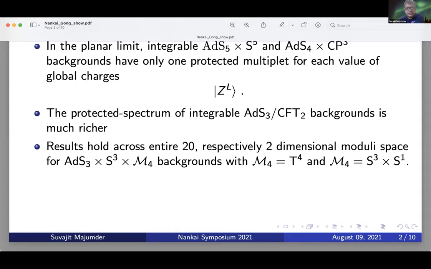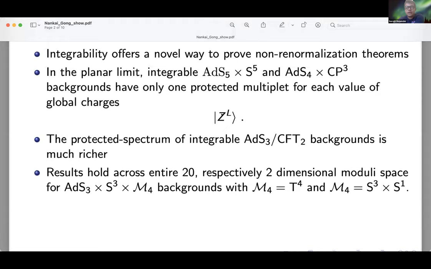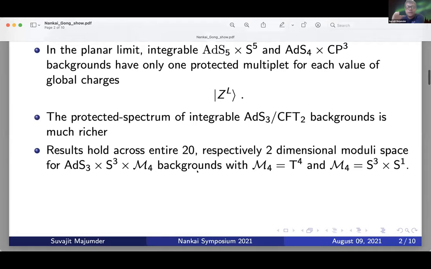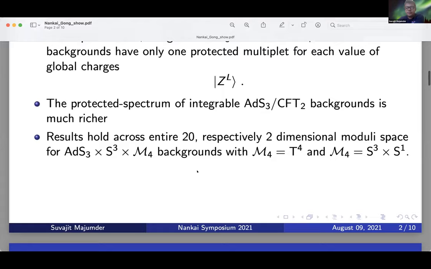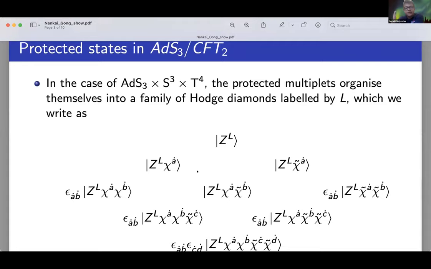The power of our results, because we are using integrability, is that these results hold across a huge 20-dimensional moduli space. And that is very nice, because previous works in this direction have been from either supergravity or CFT, and these hold only at very specific points or specific limits in the moduli space. However, our results hold because we are using integrability, and as long as integrability holds true, our results are also correct. Okay, so let me briefly show the key results that we have in the paper.